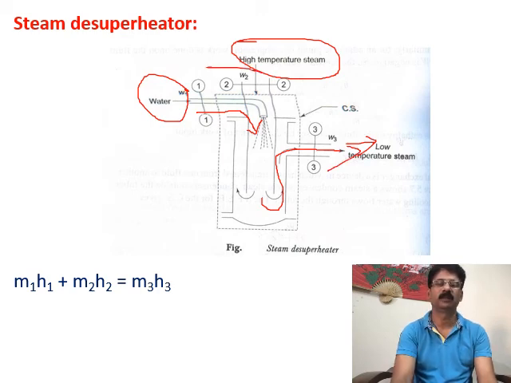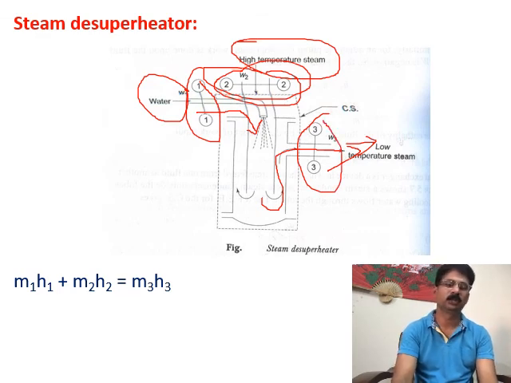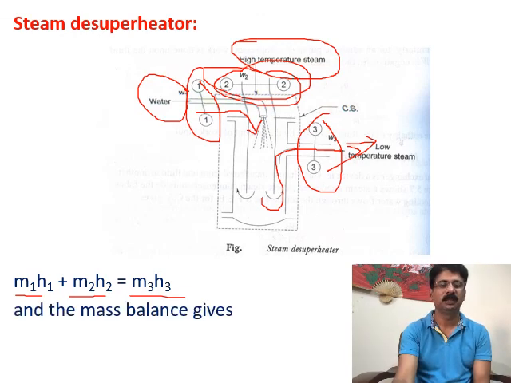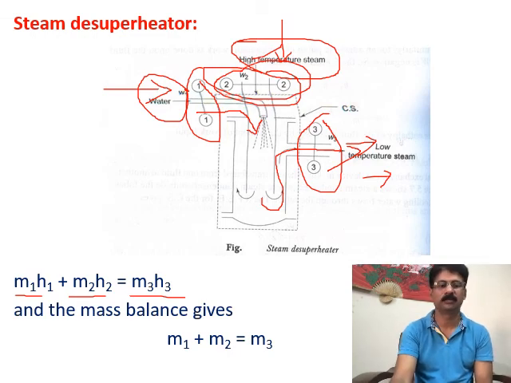That means stream 1 plus stream 2 should be equal to the energy content at 3, or total enthalpy at 3. So enthalpy of stream 1 plus enthalpy of stream 2 should be equal to the enthalpy of stream 3. So m1 h1 plus m2 h2 is equal to m3 h3, and the mass balance gives m1 plus m2 equal to m3. It's very simple, because whatever mass enters here, m1, and whatever mass enters from this end, m2, should be equal to m3 here, by the law of conservation of mass, or the mass balance, you can write.